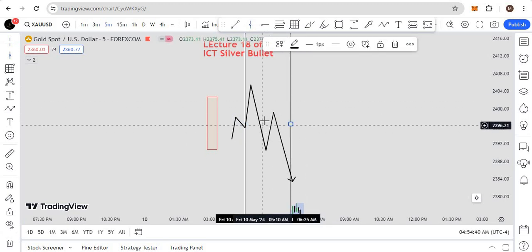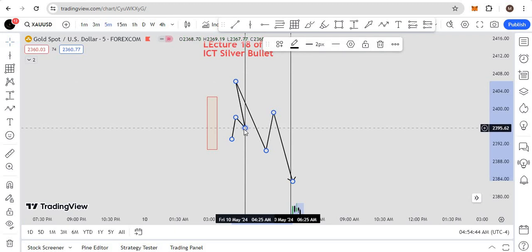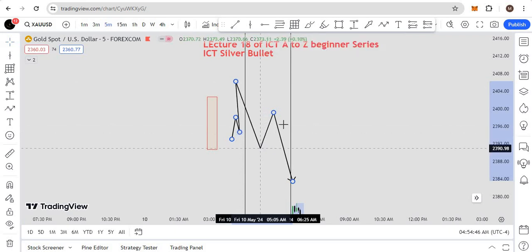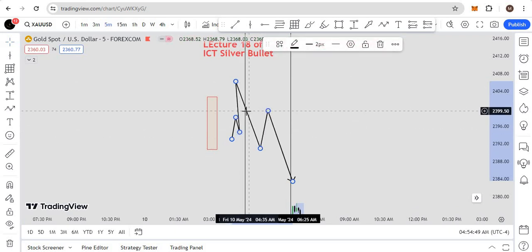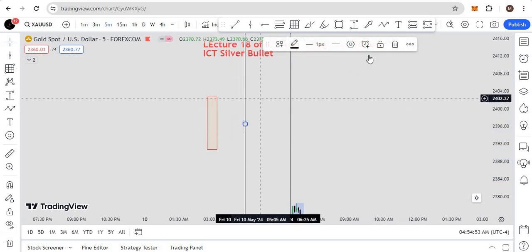At times the market structure shift can happen before your kill zone hour, but the entry can happen in the kill zone hours. I will explain it to you in the video.